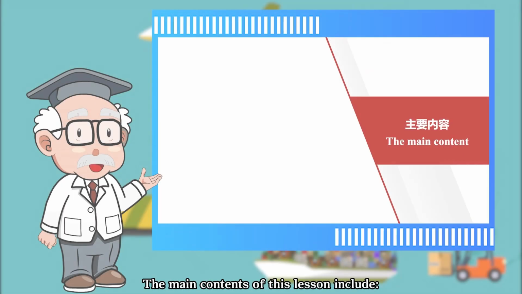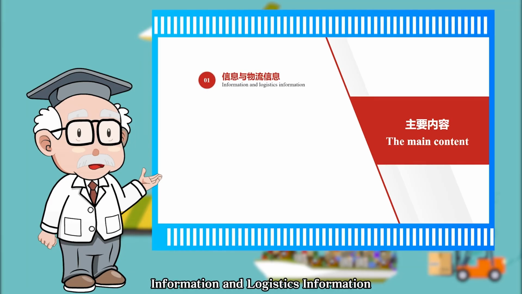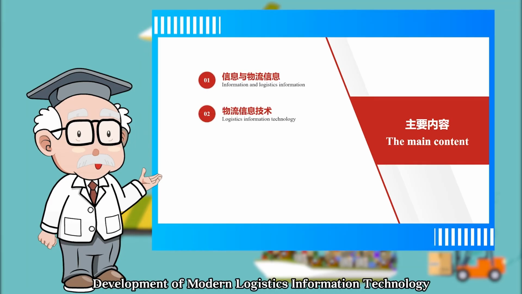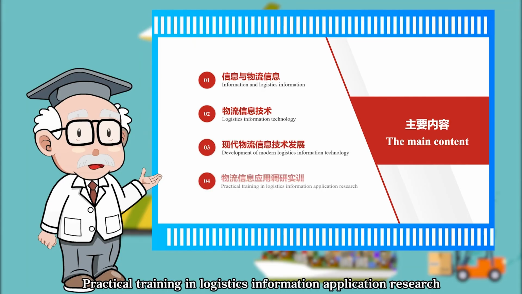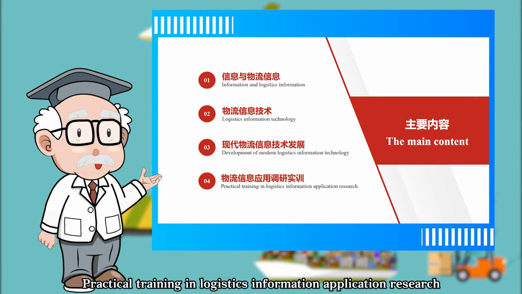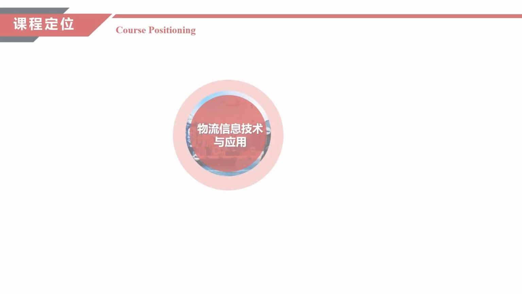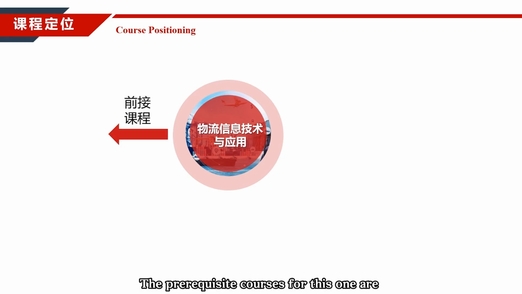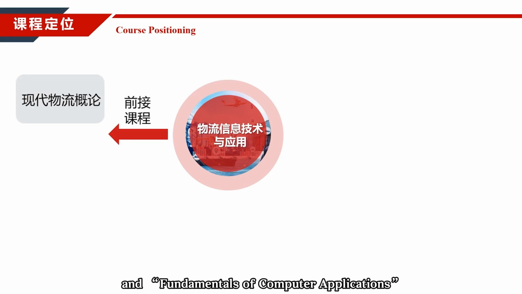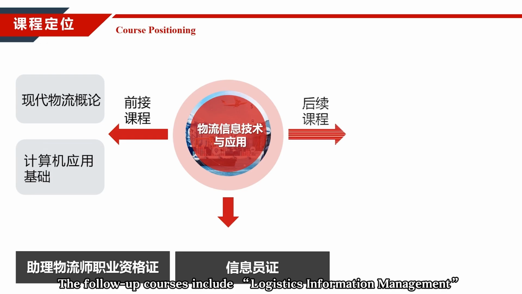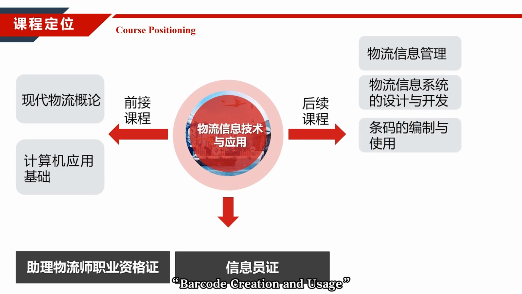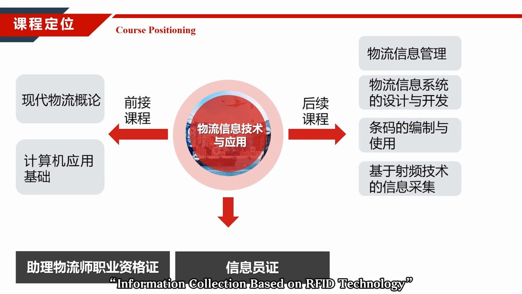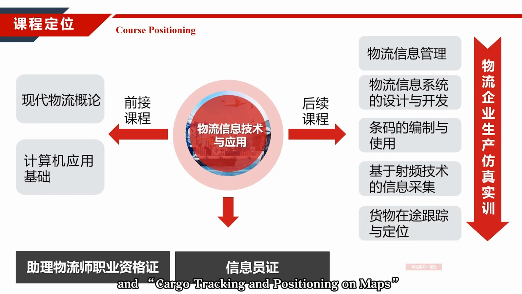The main contents of this lesson include information and logistics information technology, development of modern logistics information technology, and practical training in logistics information application research. The prerequisite courses are Introduction to Modern Logistics and Fundamentals of Computer Applications. The follow-up courses include Logistics Information Management, Design and Development of Logistics Information Systems, Barcode Creation and Usage, Information Collection based on RFID technology, and Cargo Tracking and Positioning on Maps.